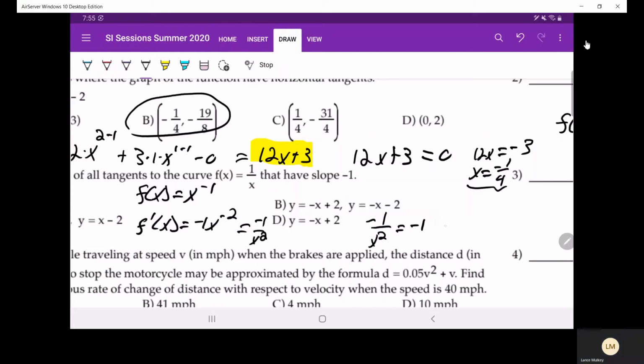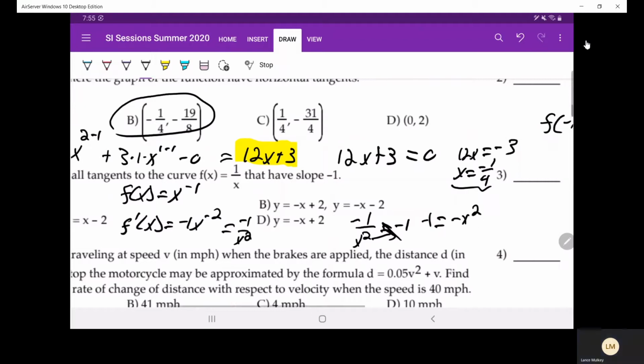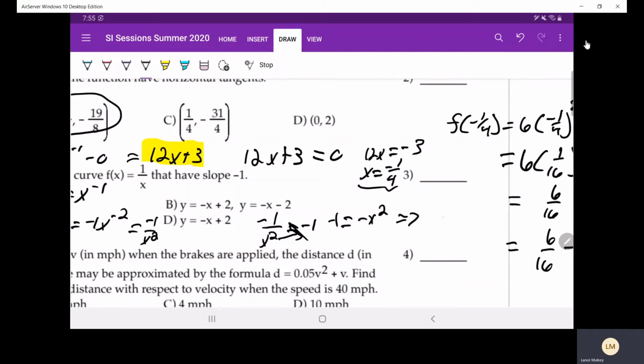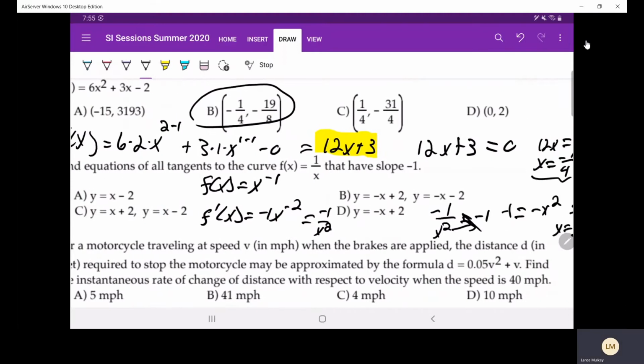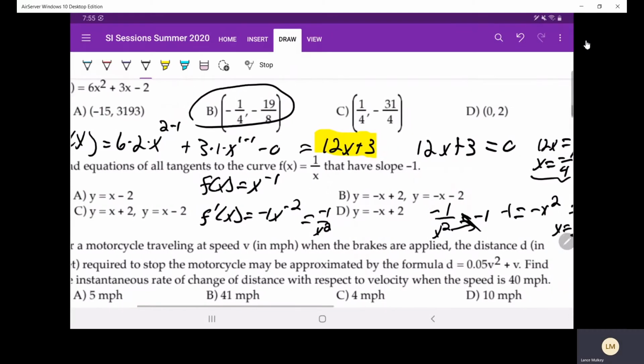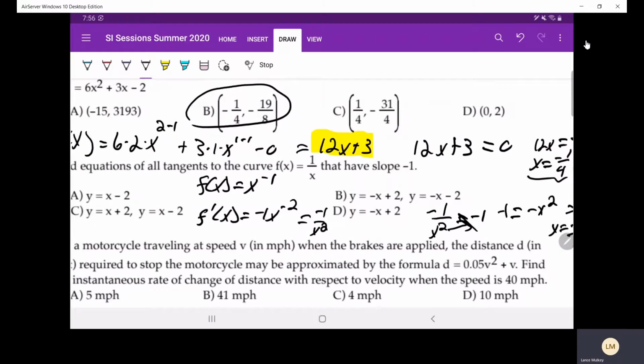So cross multiply. You get -1 equals -x squared. You get x squared equals 1. So x equals positive or negative 1. So you want to find the equation of all the tangent lines. Hang on, I may have done this wrong.